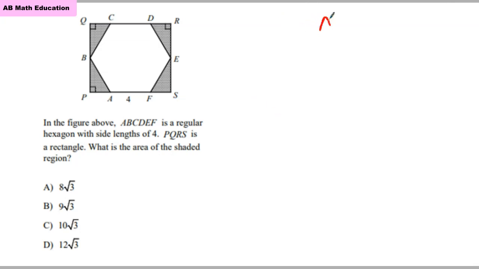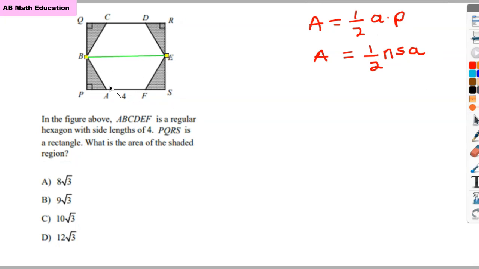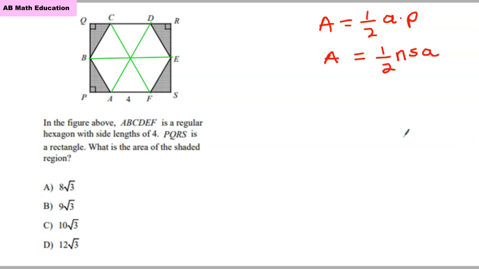So the area of a polygon is half the apothem times the perimeter, which in the same way is half the number of sides times one of the sides times the apothem. So we need the apothem. The apothem is the perpendicular height. So let's go ahead and draw and get our perpendicular height. So we draw to get our small triangles, and then we need the perpendicular height.